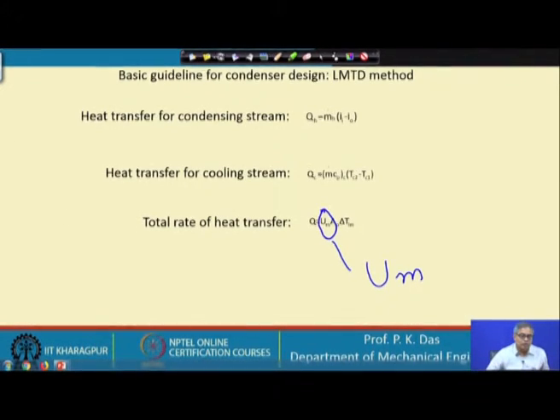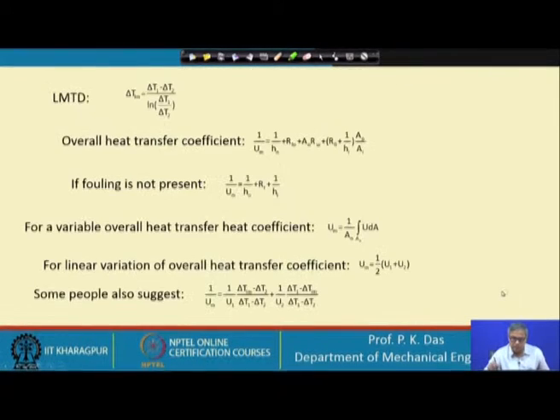Then if we go to the next page, LMTD, we will get overall heat transfer coefficient. This is the standard formula, and if the fouling is not present, then this standard formula can be simplified. For a variable overall heat transfer coefficient, we have to determine by this particular thing.